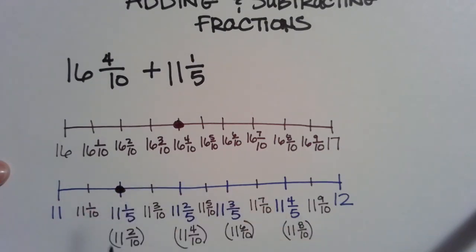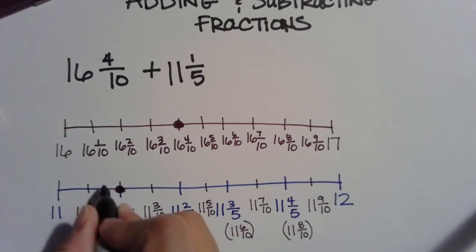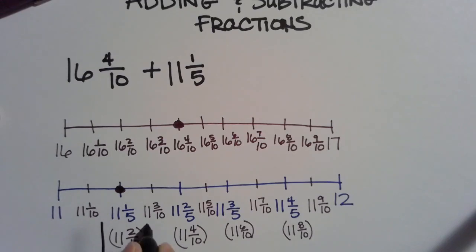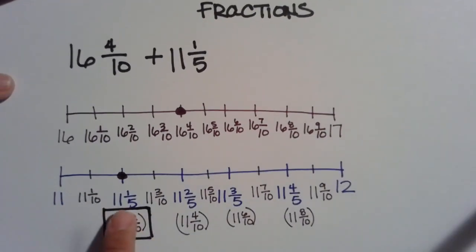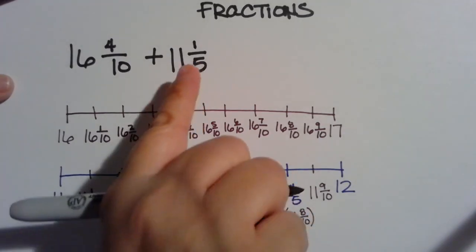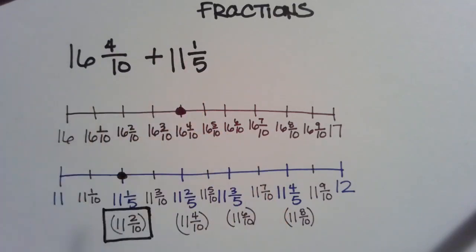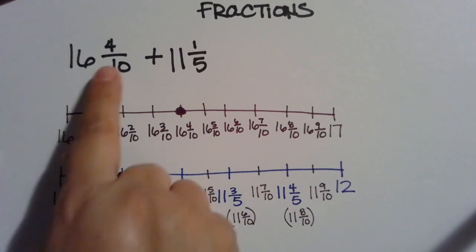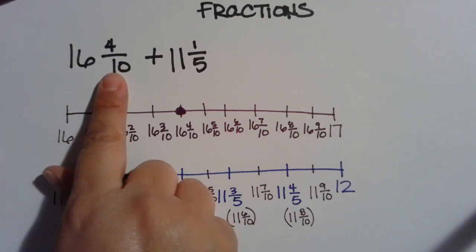Okay, and here I can tell I have found my common denominator. Okay, right here. Okay, that 11 and 2/10 is equivalent to that 11 and 1/5. So I have hit the jackpot. I'm not going to use 11 and 1/5. I'm going to change that to make it 11 2/10. That way I have a common denominator.